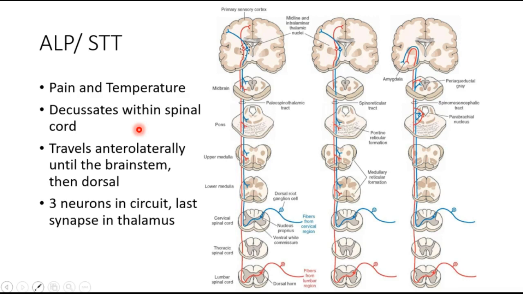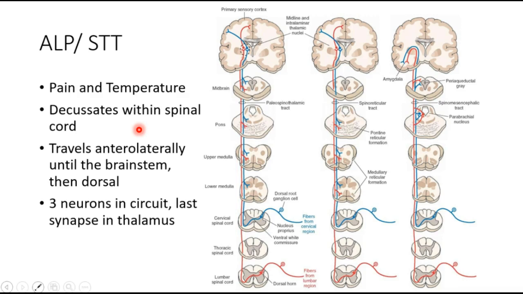So this is neuron number one. We call this the first order neuron. Neuron number one has its cell body in the dorsal root ganglion, the notorious DRG. This neuron is actually going to terminate in the dorsal gray horn and synapse onto your second order neuron in the dorsal gray horn.